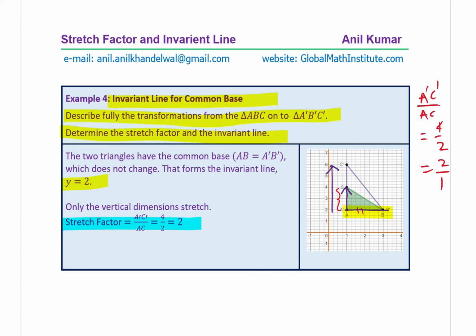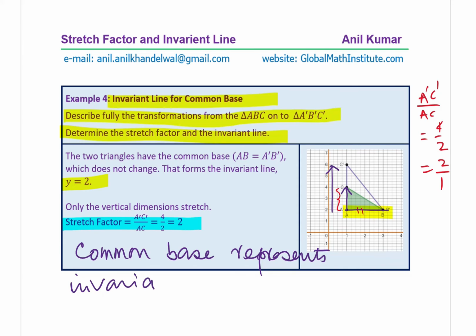Now, whenever we have a case with a common base, that common base is the equation of the invariant line. Clear? So the common base, let me write down, represents the invariant line. Is that clear? So in this case, it is y equals 2. So that is how you get the invariant line, right?